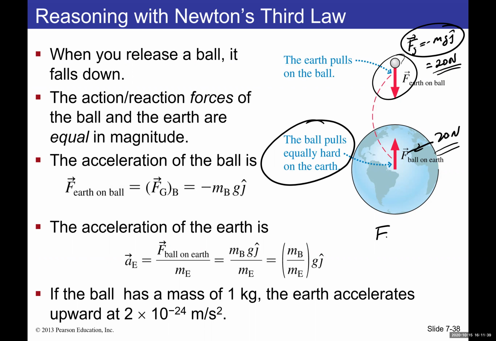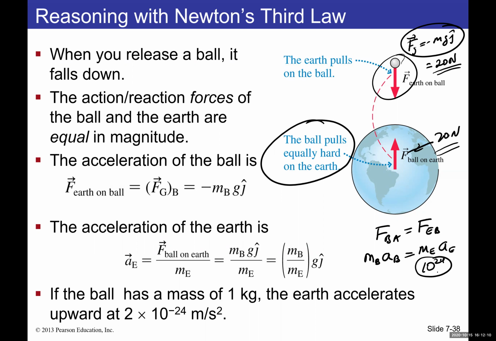So you can say the force that the ball exerts on Earth is equal to the force that Earth exerts on the ball, which will then be the mass of the ball times the acceleration of the ball, equal to the mass of Earth times the acceleration of Earth. So that's kind of what we have. But because the mass of Earth is roughly 10 to the 24, right? So 10 to the 24.